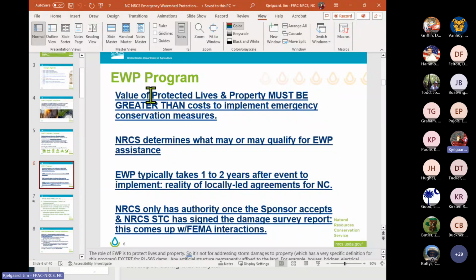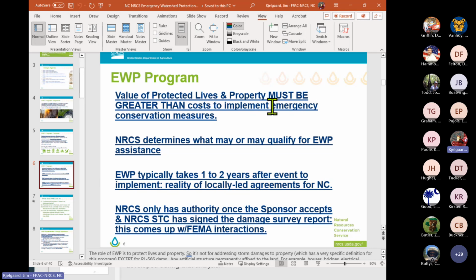Erosion occurs in watersheds naturally. How the program looks at it is there are other programs within NRCS that can potentially address those situations, like EQIP. So, with the program itself, the value of what's being protected, be it some sort of quantification of the lives and property, must be greater than the cost to implement emergency conservation measures.